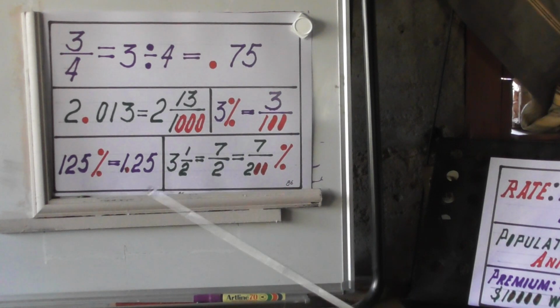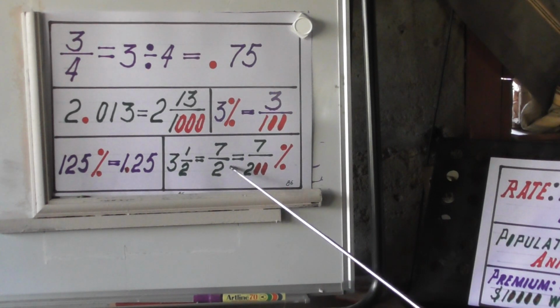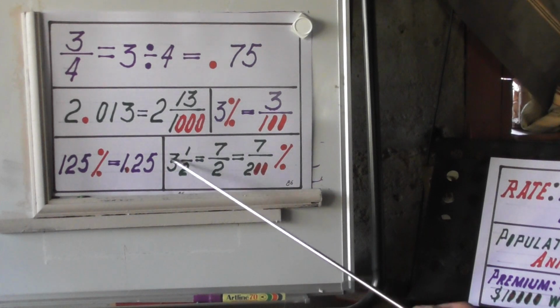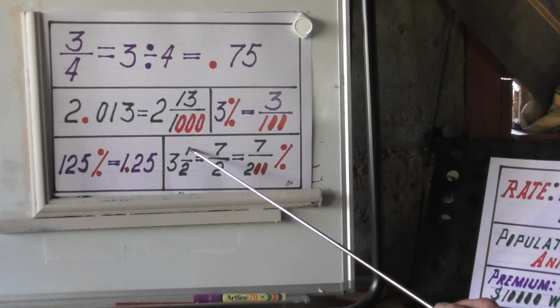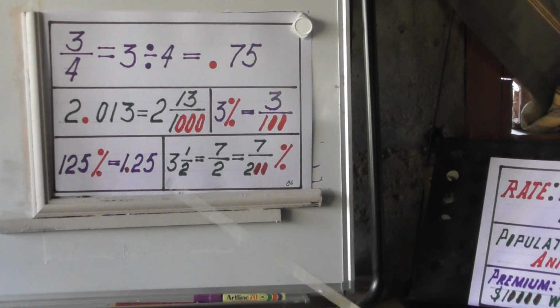Three and a half, we have to turn that into an improper fraction. Times plus, see how handy that is? No times plus. 6 and 1 is 7, the name stays the same. This is the same as 7 on 200%.